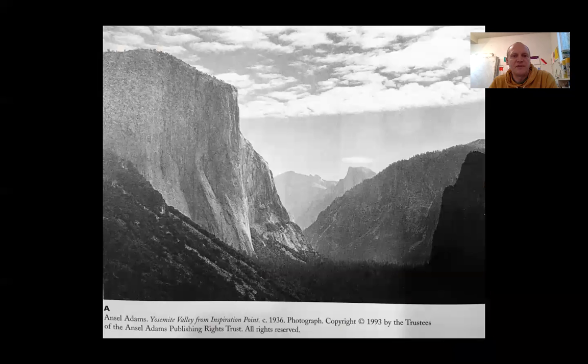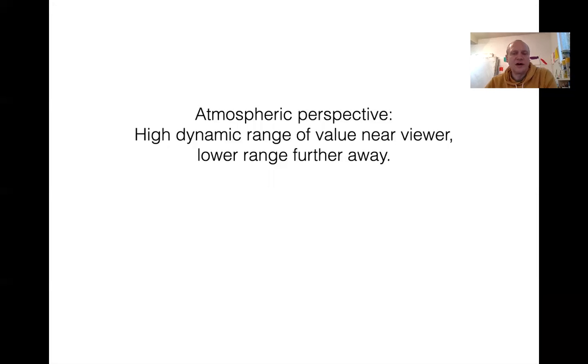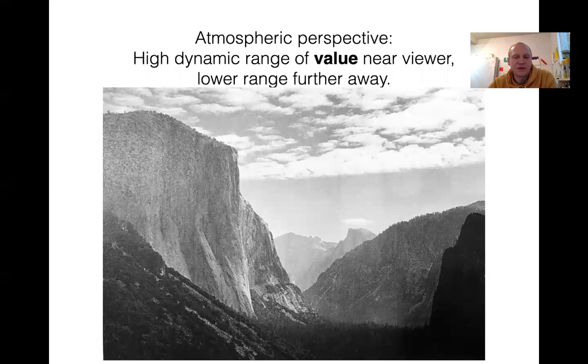Here we've got all kinds of values happening in Ansel Adams' photograph. This is a great photograph to see atmospheric perspective. Atmospheric perspective is where there's a high dynamic range up close to us, so pure darks and pure whites, and then further away we see more middle grays. And if you look back in here, we can see up close to us, we see very dark darks, but back into the scene, we see sort of these middle grays.